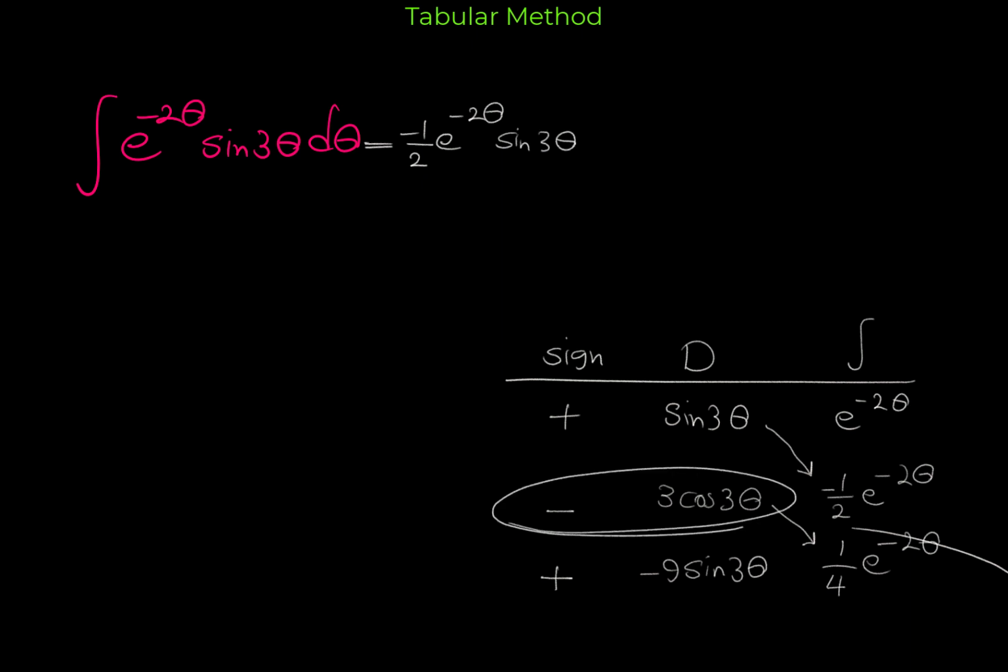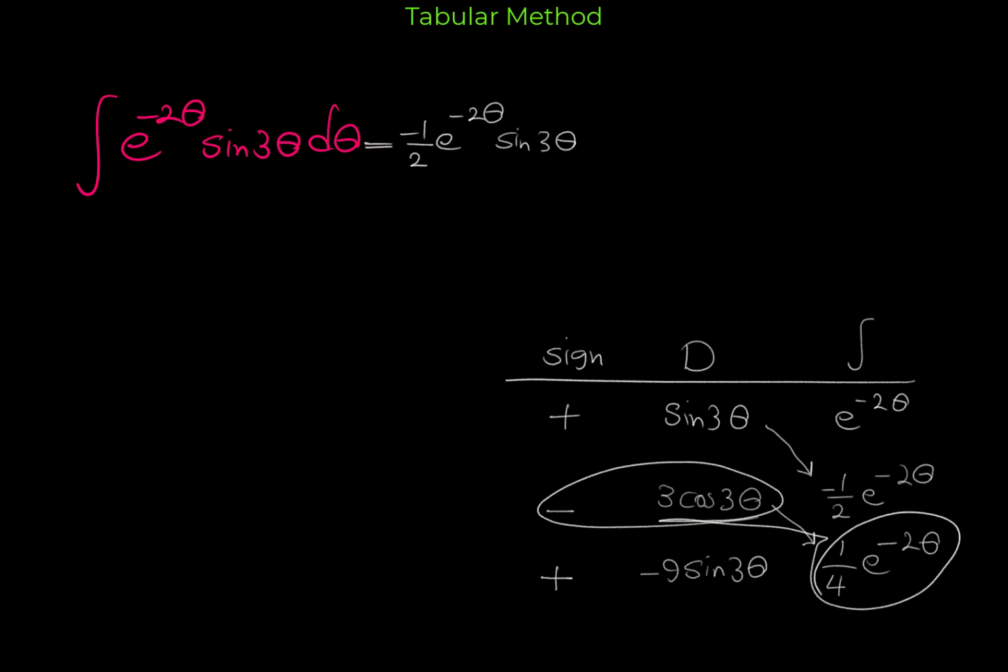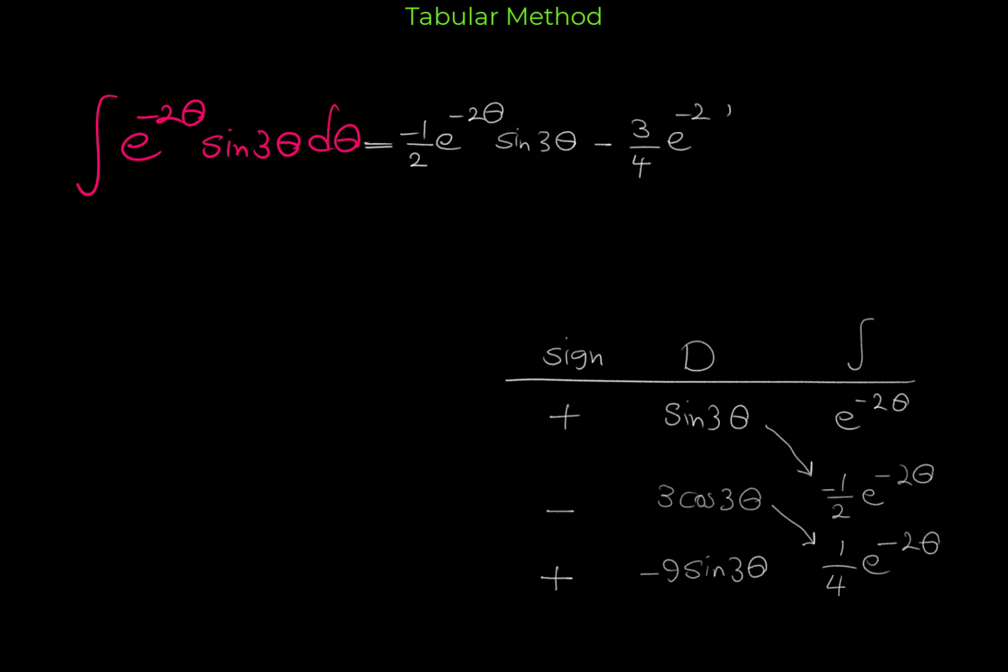Now multiply this by this. It would be what? Negative 3 cosine 3 theta times 1/4 e to the negative 2 theta would be negative 3/4 e to the negative 2 theta cosine 3 theta.